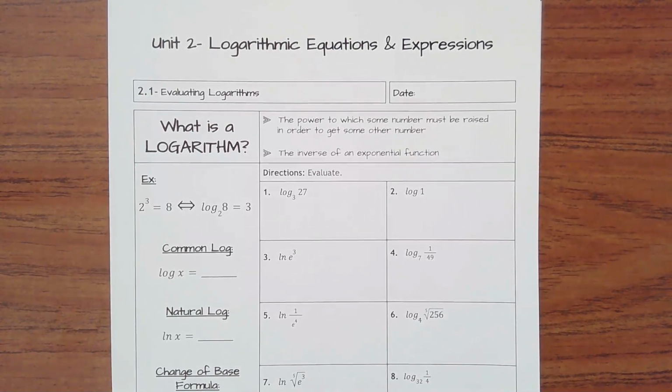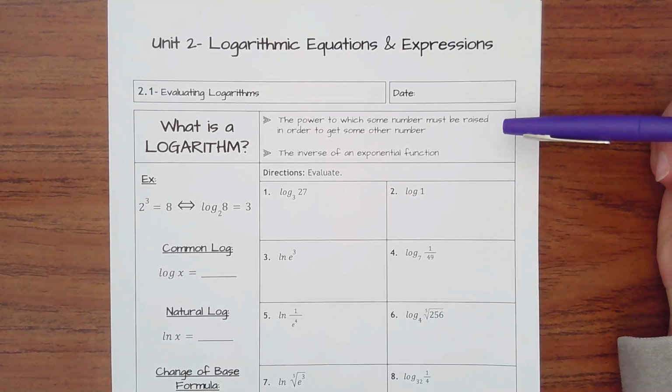Unit 2 is logarithmic equations and expressions. So 2.1, we're going to start with just evaluating logarithms. This is something we learned in Algebra 2, but I know it's been a couple years. So we need to go back and remember that a logarithm is really just finding a power.